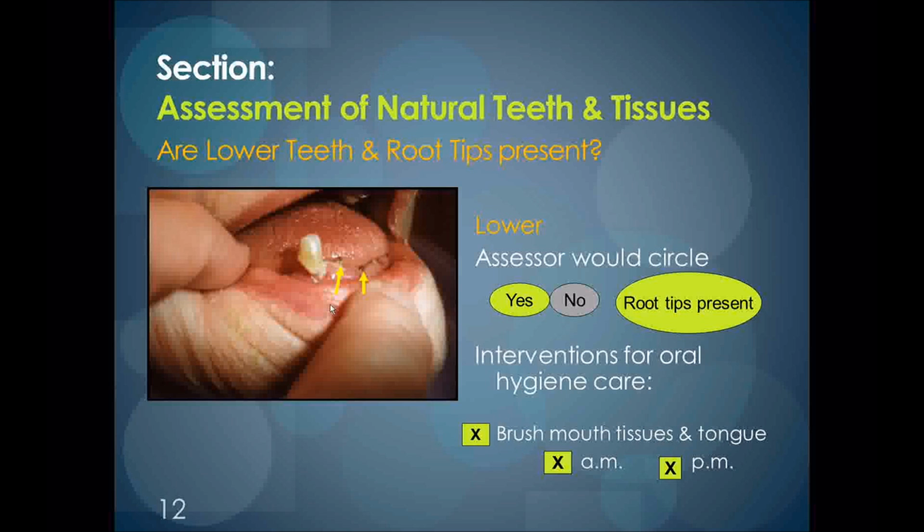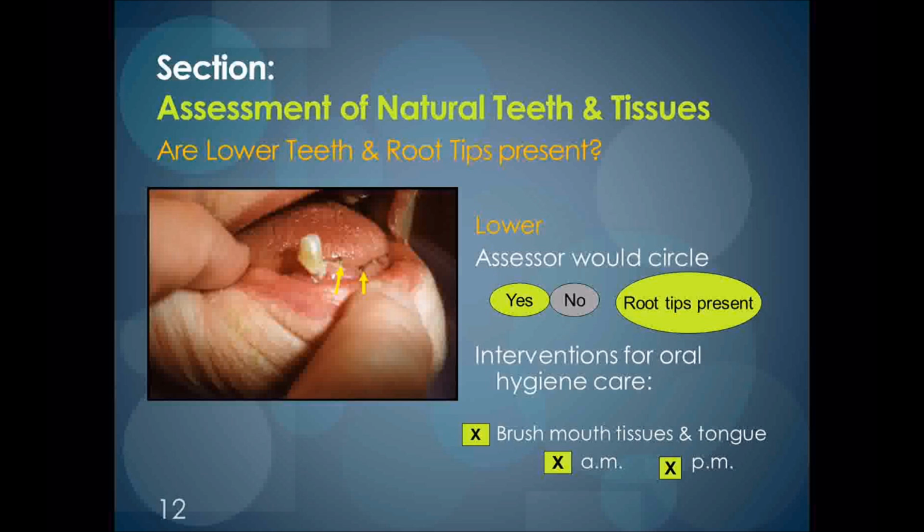This would be noted on the diagram of the care plan so that caregivers are aware that the tooth should be cleaned gently and monitored until it is treated by a dentist. Areas with root tips still need to be cleaned with a soft toothbrush twice a day.